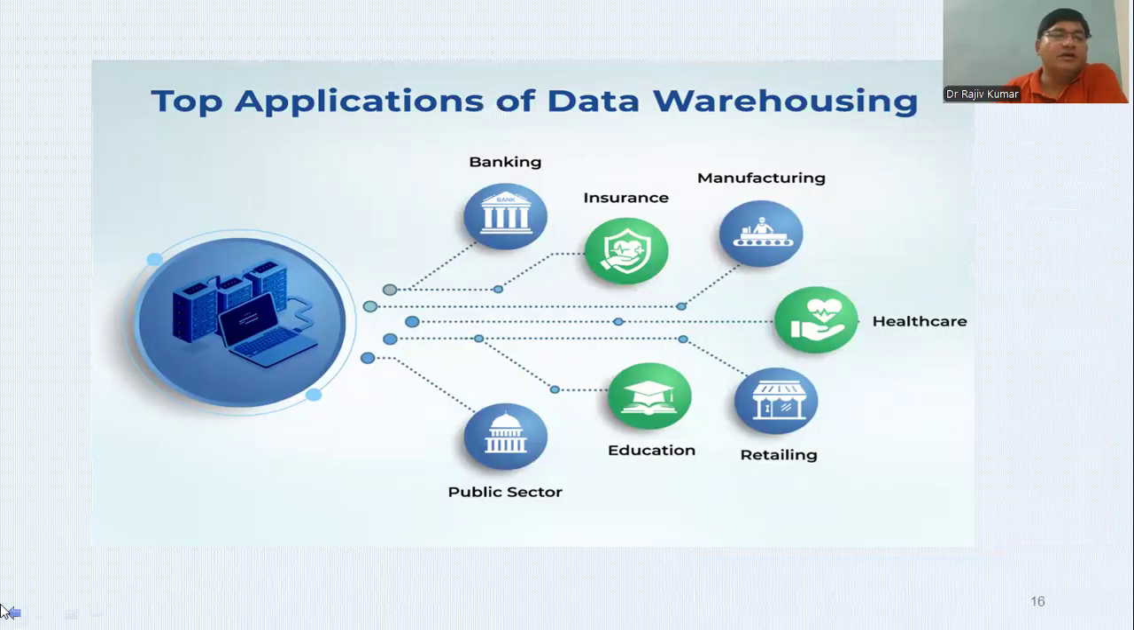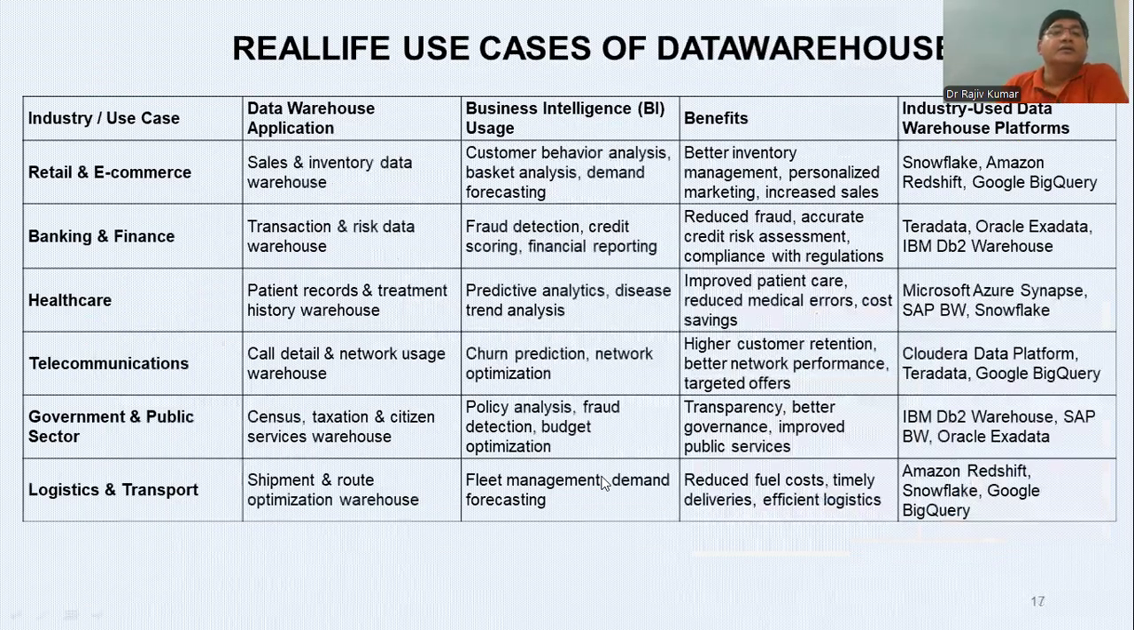Top applications of data warehousing: we can use it in banking, insurance, manufacturing, healthcare, retailing, education, and public sectors. These are the real life examples of data warehouse. We can use a data warehouse in retail and e-commerce.